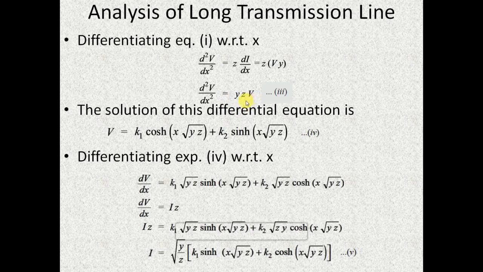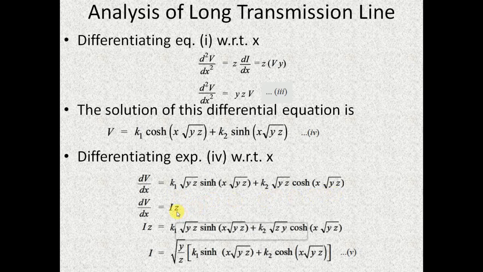While solving the characteristic equation, in this case we will be able to get the solution as square root of y into z. Then we have to make that substitution here. So this will be the solution of the differential equation, equation number 3, that is k1 cosh x square root of yz plus k2 sinh x square root of yz. Further differentiating this, we will be able to get the relation like this.